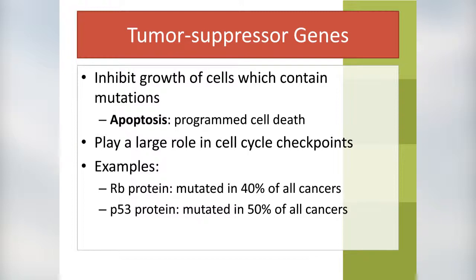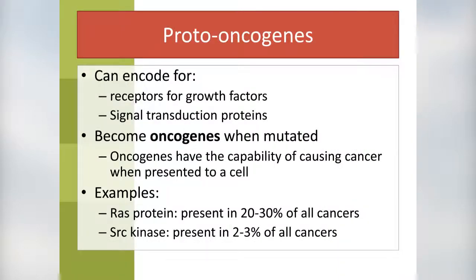There are a couple of examples that are classically given. The RB protein and the P53 protein. RB protein is mutated in 40% of all cancers, and P53 is mutated in 50% of all cancers. So this plays a huge role in getting rid of or eradicating cancer altogether.